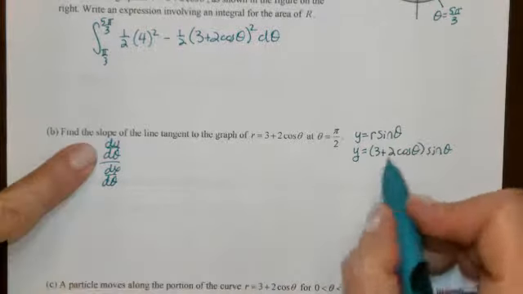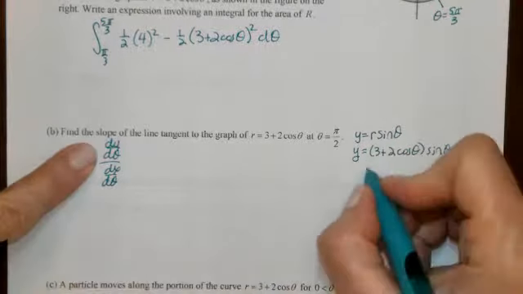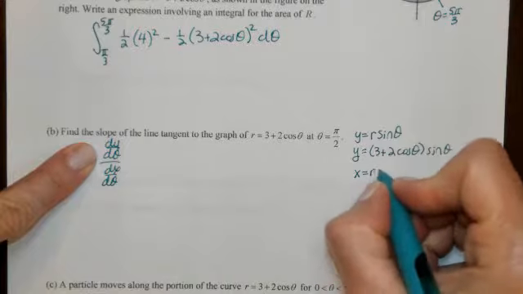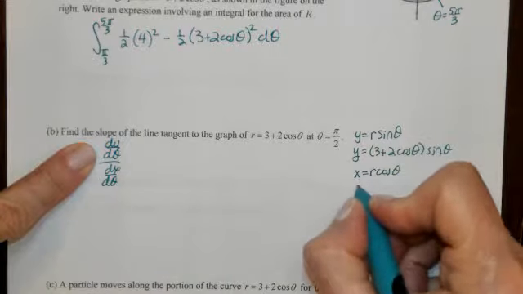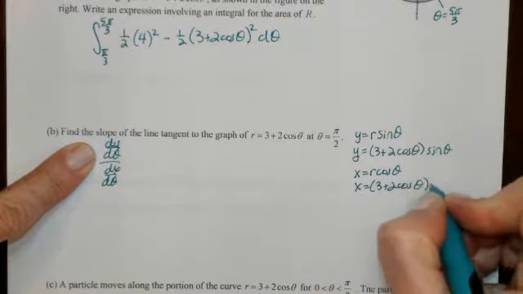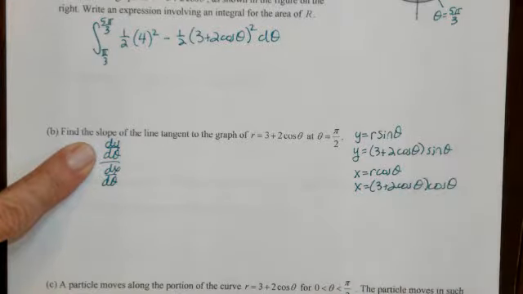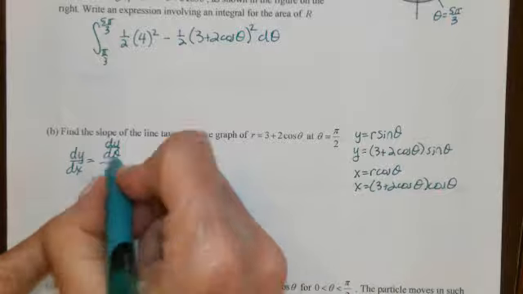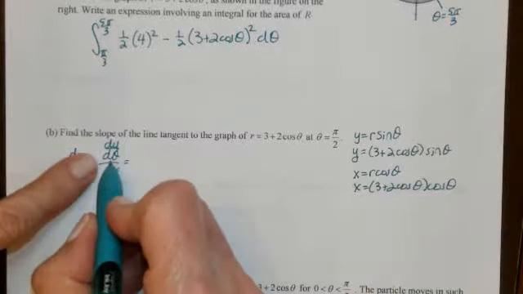And I can find dy d theta from that. X is equal to r cosine theta, so x is equal to 3 plus 2 cosine theta times cosine theta. Okay? All right, let's come over here and find dy d theta.